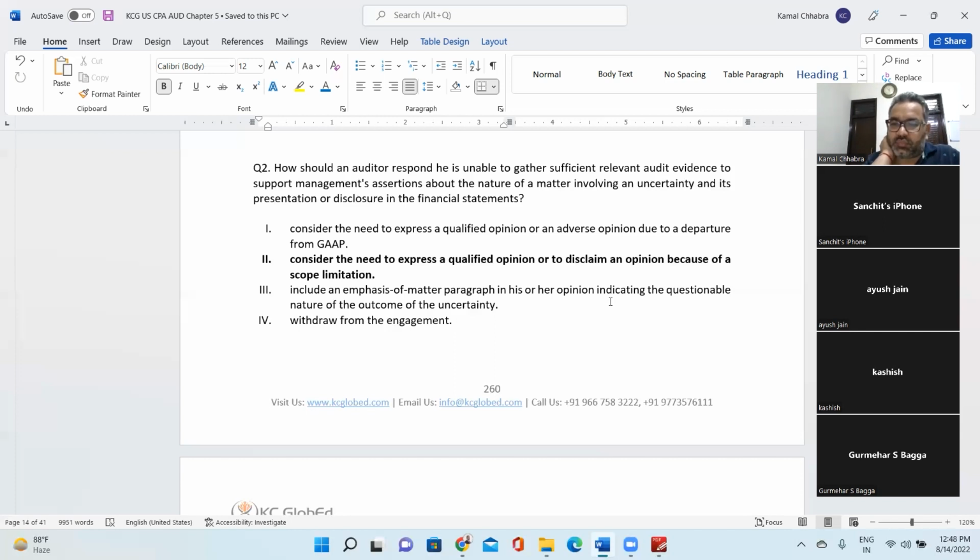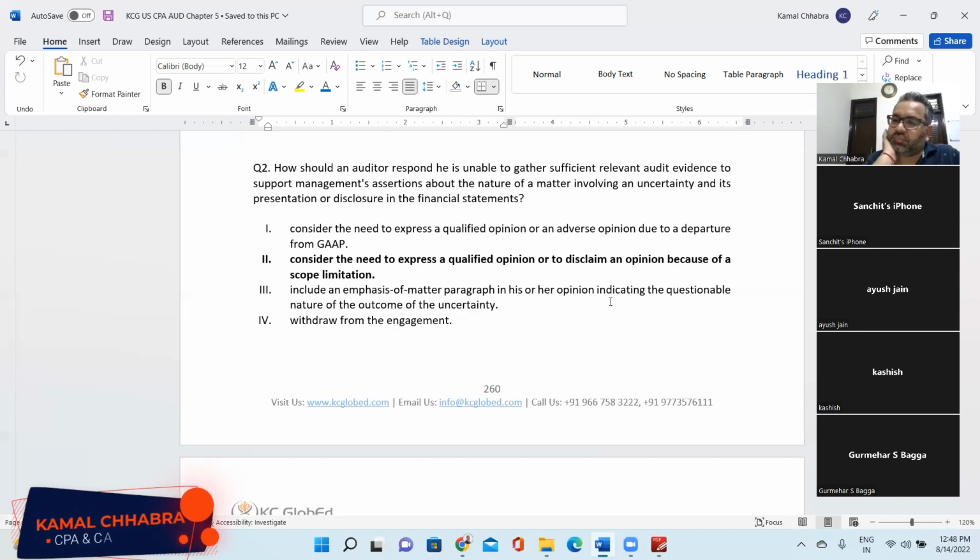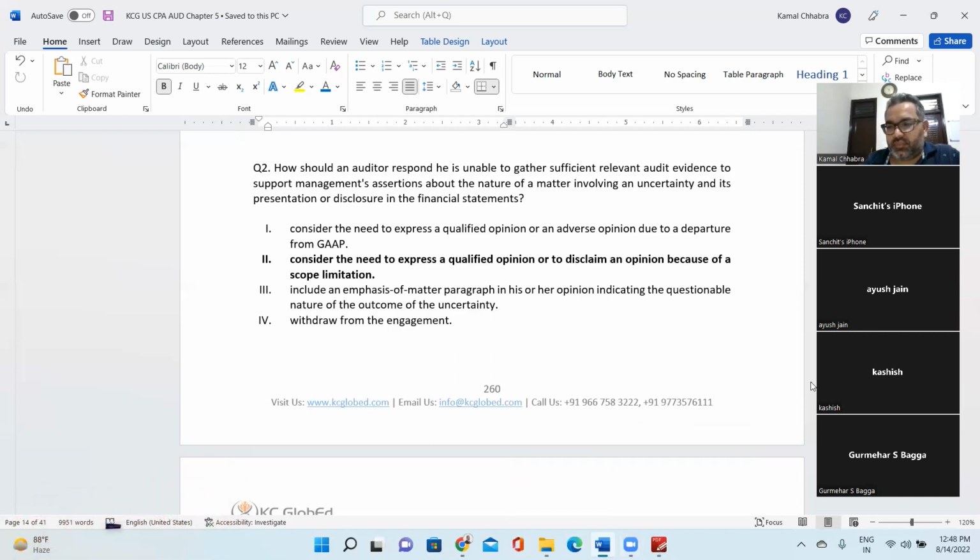Second. Why? Withdrawal should not be the answer, I don't know why it feels like that. Because initially, when we did questions related to this area, when you are not able to get the relevant, appropriate and complete evidence, initially, in our discussion, we discussed it's better to withdraw from such an engagement instead of expressing any opinion. Yeah, Ayush, Sanchit, would you like to?